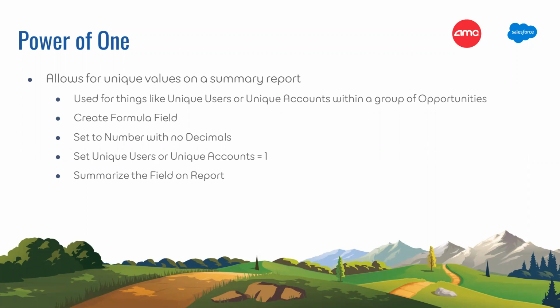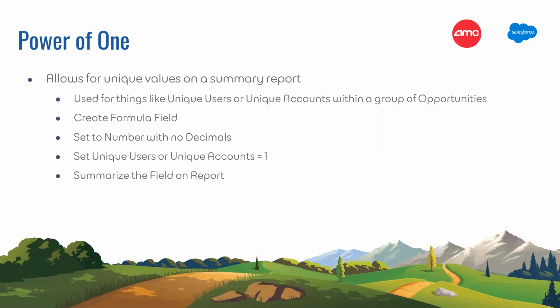And by using this power of one field, this is one of the use cases for using formulas, you can determine unique users. So if you had a list of opportunities, you could determine the number of unique users or unique accounts within a group of opportunities. I guess it's fairly common. There was one suggestion on there that some people use this unique users field on every object, just in case they want to use it later on.